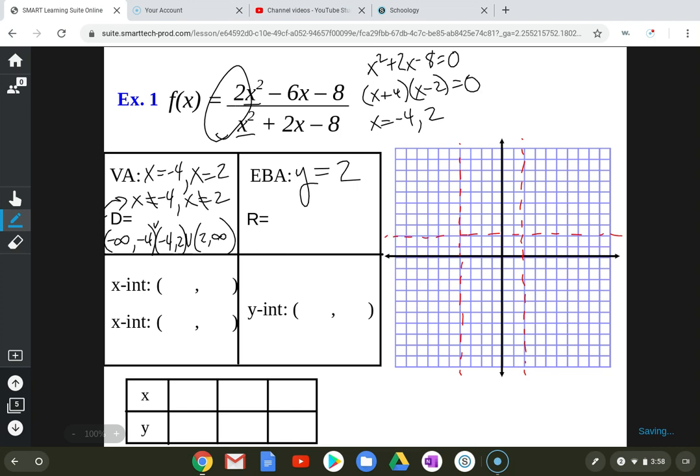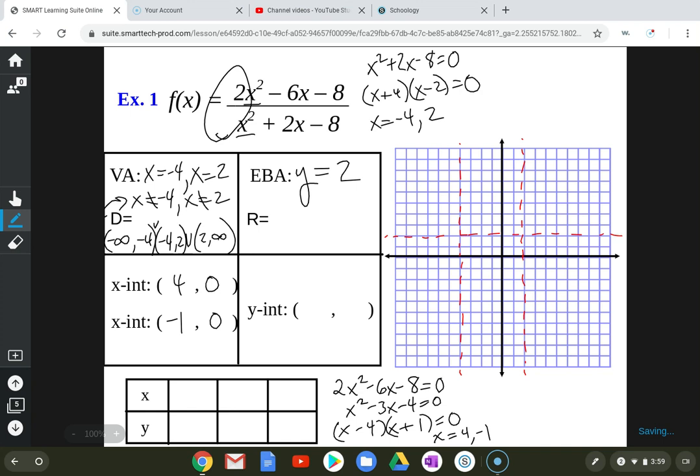All right, x-intercepts. So for our x-intercept, we set the numerator equal to 0. You're really setting the whole function equal to 0, but the bottom goes away. So I'm going to divide everything by 2. So x squared minus 3x minus 4 equals 0. And then when I factor, I get x minus 4, x plus 1. So x equals 4 and negative 1. All right, so I have an x-intercept at (4, 0) and (negative 1, 0).